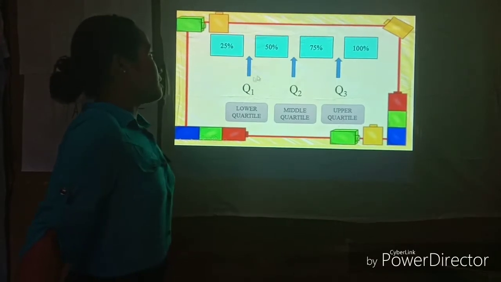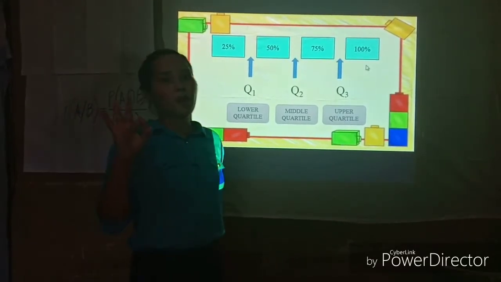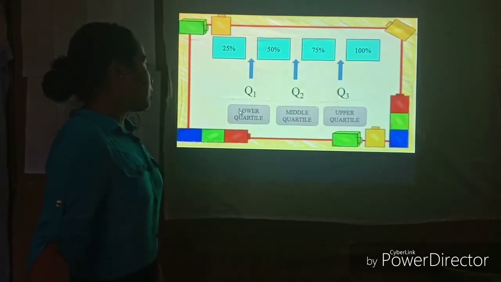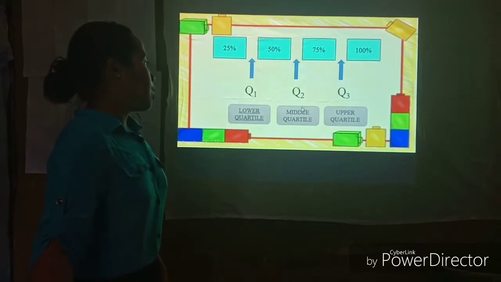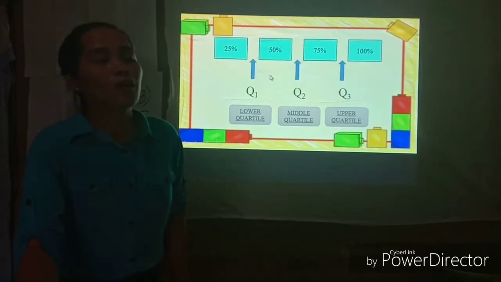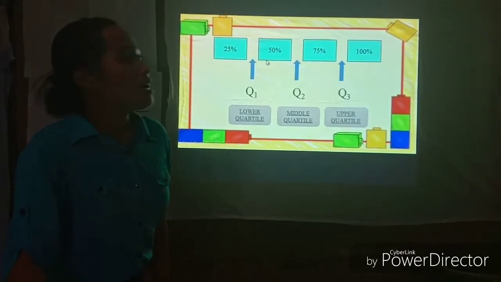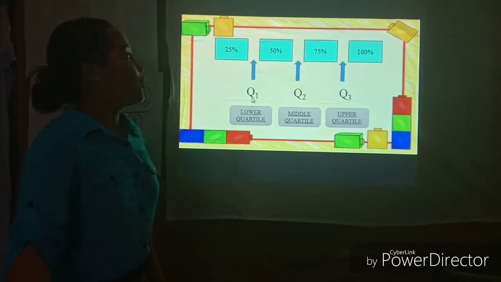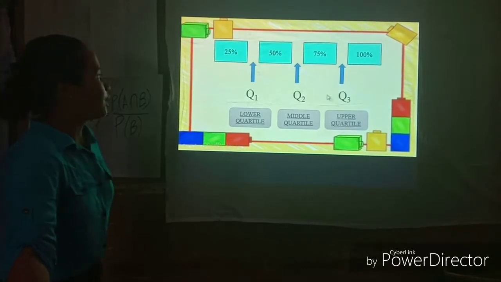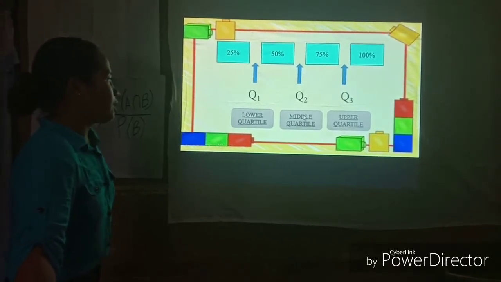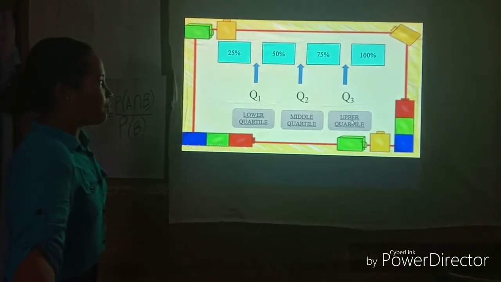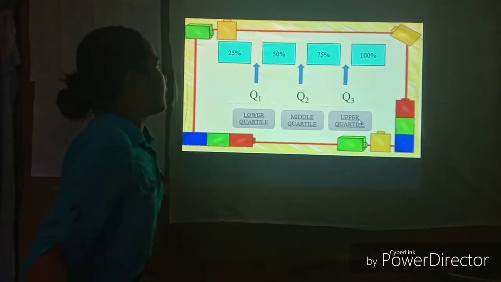Here's the illustration for our quartiles. We have 3 quartiles: Q sub 1 or the lower quartile, Q sub 2 or the middle quartile, and Q sub 3 or the upper quartile. So 25% of the data has a value less than or equal to Q sub 1, while 50% of the data has a value less than or equal to Q sub 2, and 75% of the data has a value less than or equal to Q sub 3.